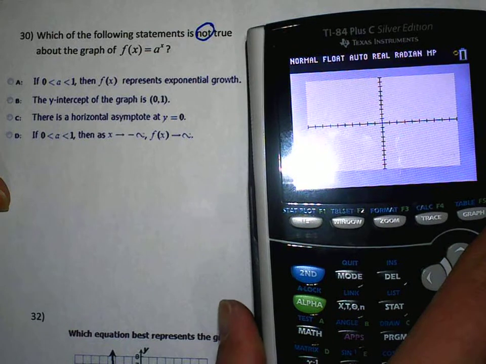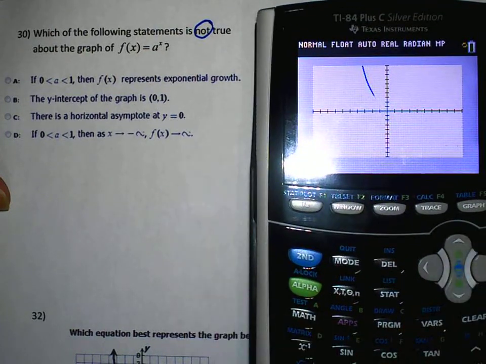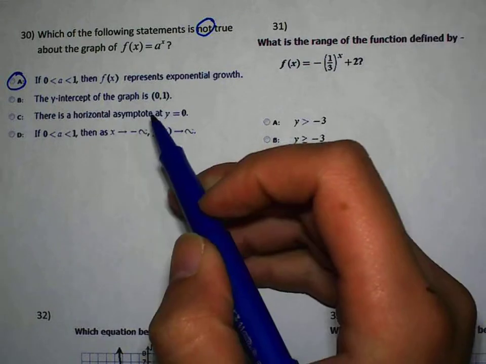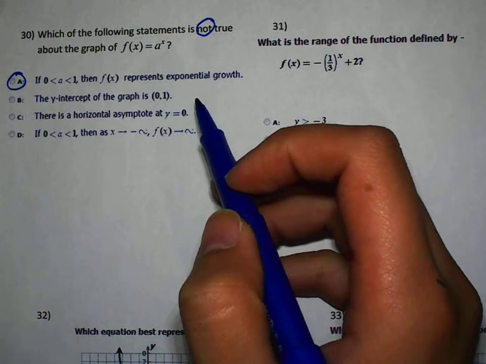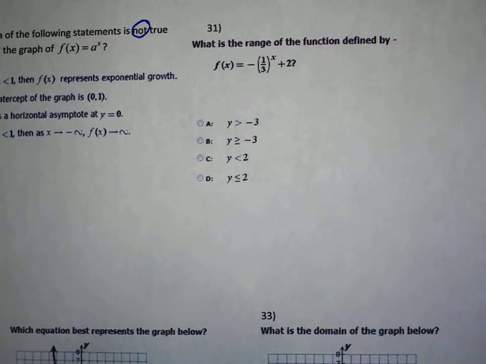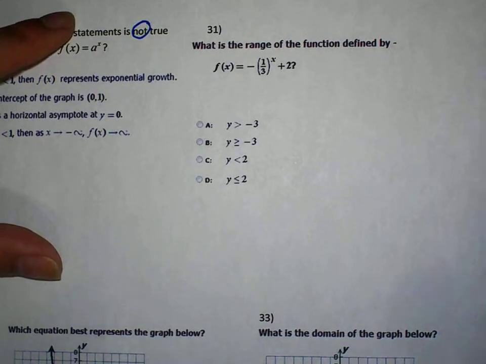And when we look at this, it does not look like an exponential growth. It actually looks like an exponential decay. So I know that's not true. I'm going to circle A right away. Okay. All right. 31. What is the range of the function defined by?